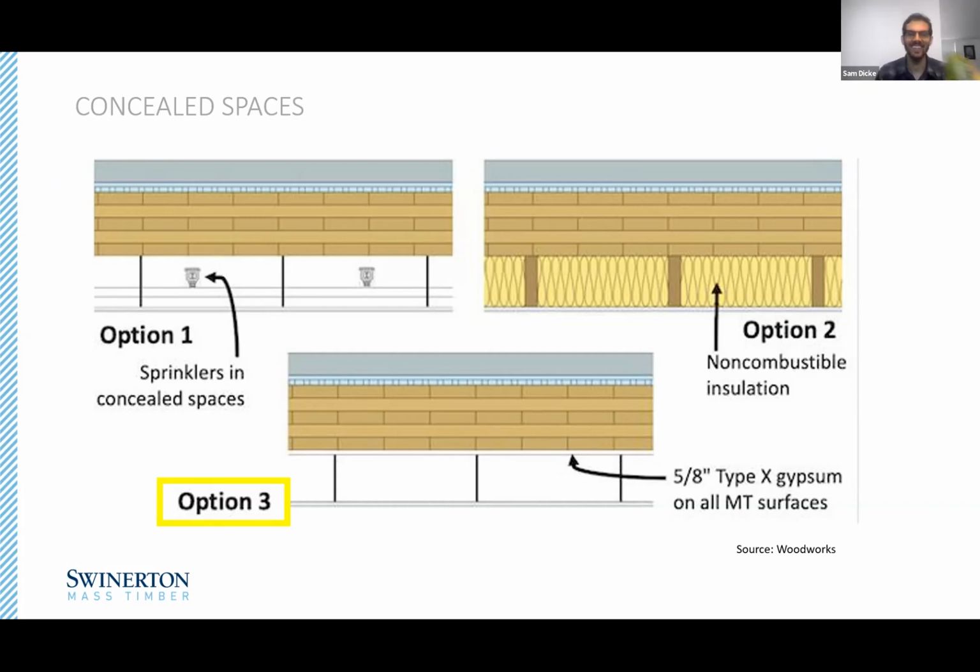Yeah, so really it's a question of cost, and knowing that to protect that concealed space, there either needs to be fire sprinkler insulation or gypsum wallboard applied to the underside of that CLT ceiling.